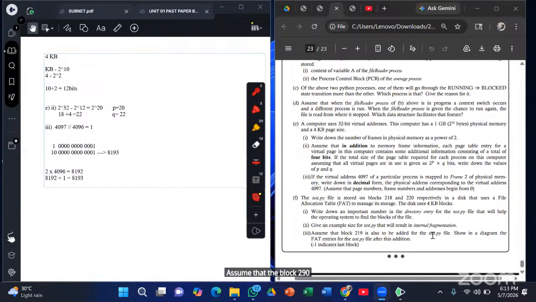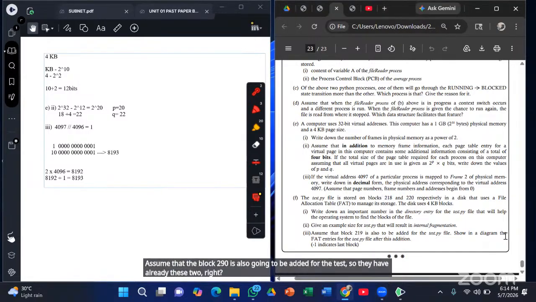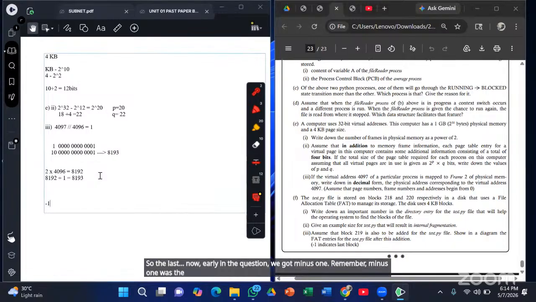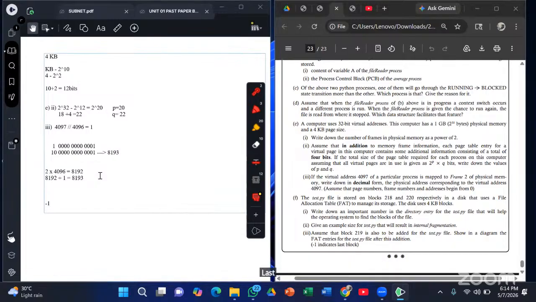And then we assume that block 219 is also going to be added for test.py. So already they have these two, right? Show in a diagram the FAT entries of the test.py file after this addition. So the last block. Now early in the question we got -1. Remember, -1 was the last block. So here also -1 is the last block. How are we going to draw it? 218 they have given as the first file.